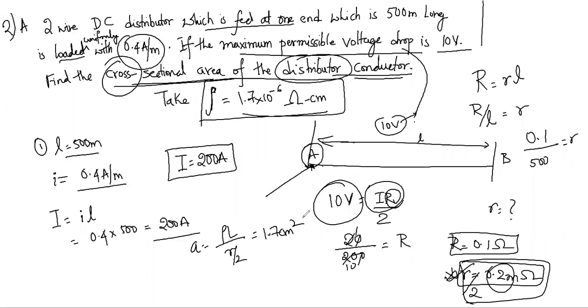So A, the area of cross section of the distributor conductor, is 1.7 centimeter squared. If you do it carefully in the calculator, you'll be able to find out what is R. If you want to find out small r, it can be found out per value of the conductor. That's the way you can find out the area of cross section of the distributor conductor, which is 1.7 centimeter squared.